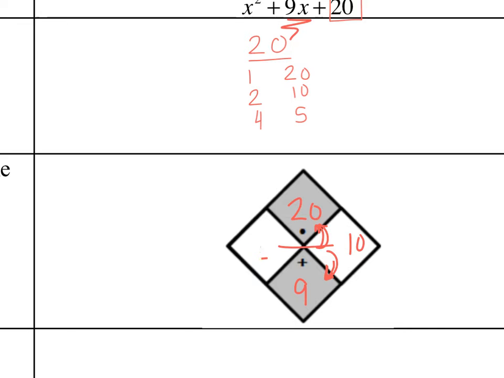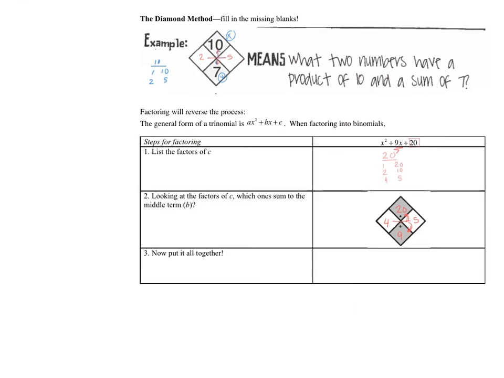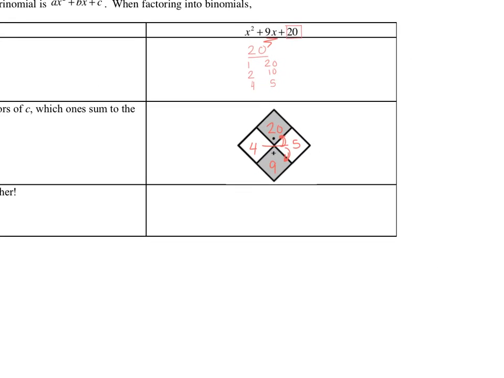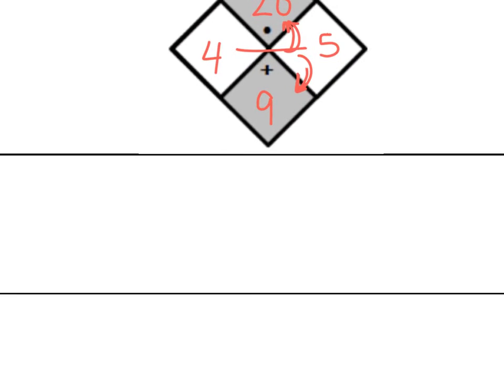So again, it's not really working, so maybe there's not an answer, but I haven't tried my 4 and my 5, so I'm going to try the 4 and the 5 train. 4 times 5 is 20, 4 plus 5 is 9, bingo bingo, put it all together. My factors are x plus 4 and x plus 5.